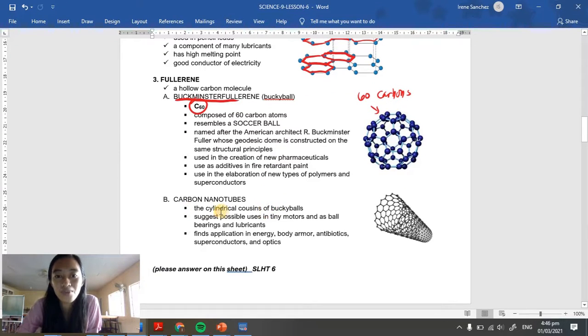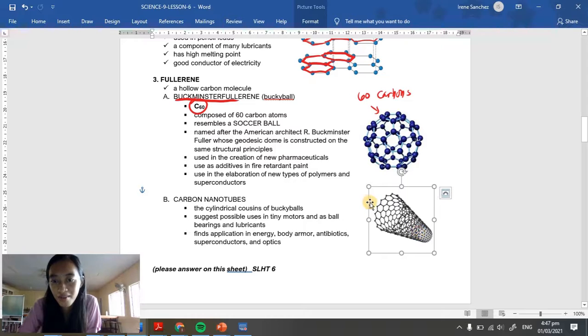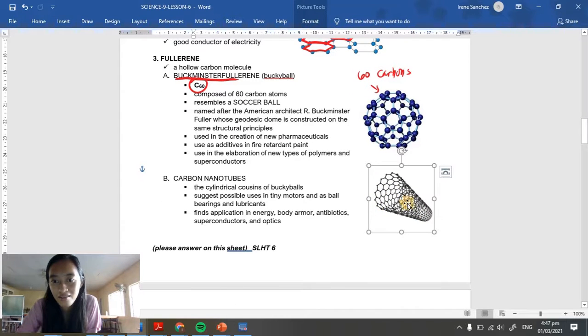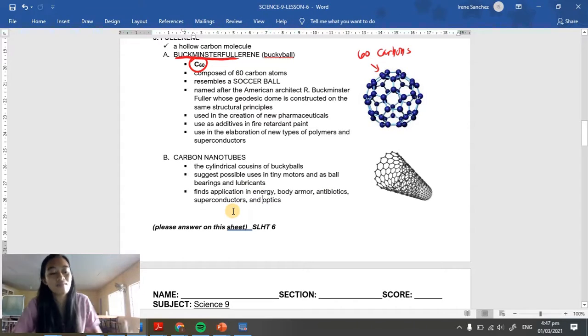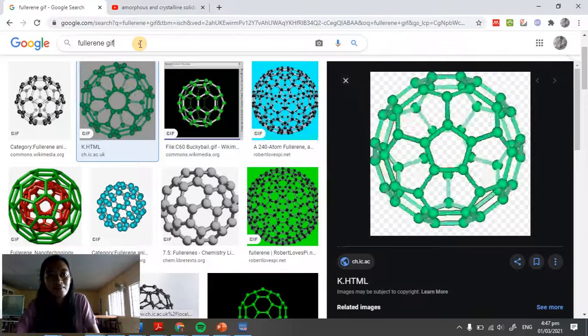Next, carbon nanotubes. So here, it is cylindrical. Hollow inside, but shaped like a tube. So it is like a hose. It is also hollow inside. These are carbons still, bonded together. Found in energy, body armor, antibiotics, superconductor, optics, and so on. So let's look at more examples.